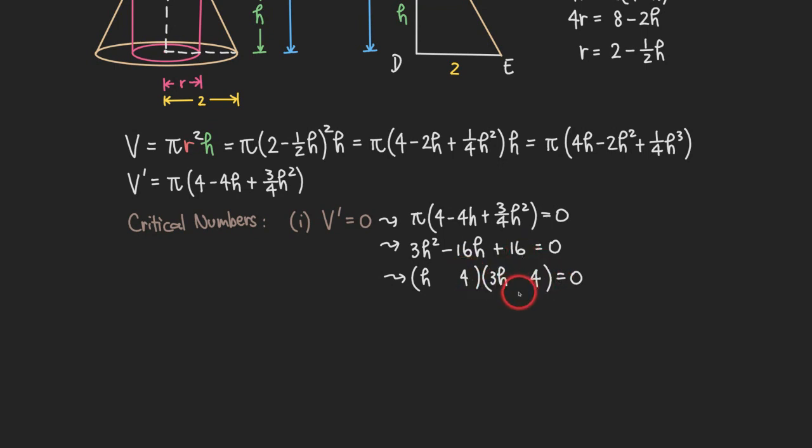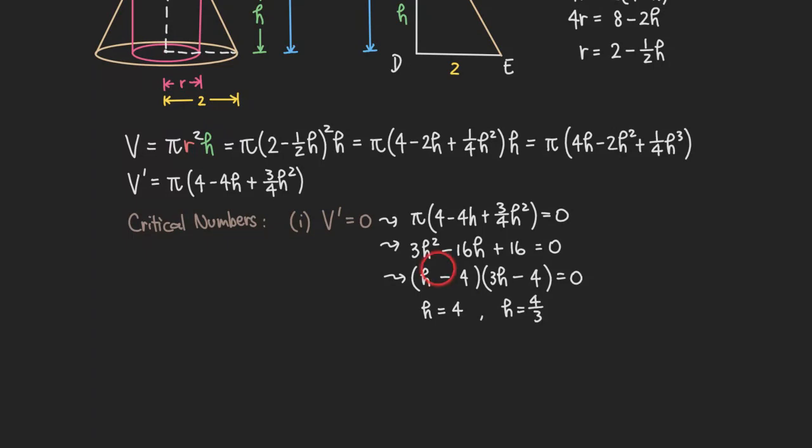And then now we just need to worry about the signs. Since we get a positive 16 as the constant term, then we need both signs to be the same. So either they're both positive or both negative. In this case, we want them to be both negative because for the middle term, we are having negative 16. So we should have a minus sign right here, and then we should have a minus sign right here. And so now we get two critical numbers right here. So we get h to be equal to 4, and then h is equal to 4 over 3.